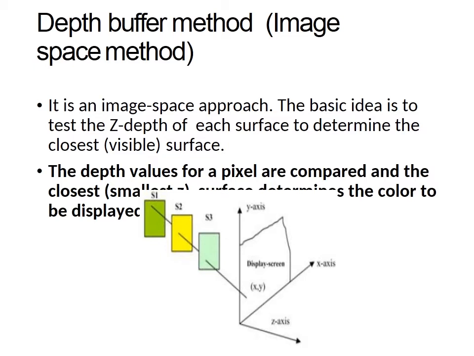So for all pixel positions x, y on the view plane, the surface with the smallest z coordinate at each position is visible. For illustration, consider 3 surfaces S1, S2, S3. Out of these, surface S1 has the smallest z value at position x, y. Hence, the surface S1 is visible at that position. Thus, the surface intensity value at x, y is stored in the refresh buffer. Here, the projection is orthographic and the projection plane is considered as the xy plane.